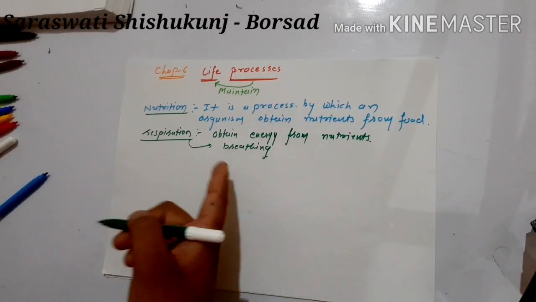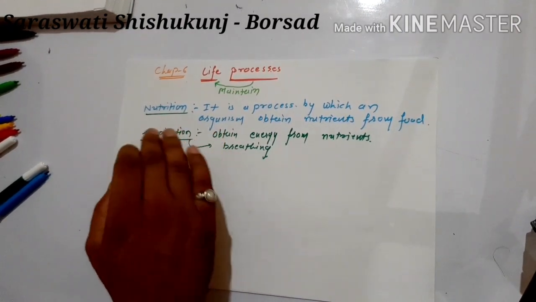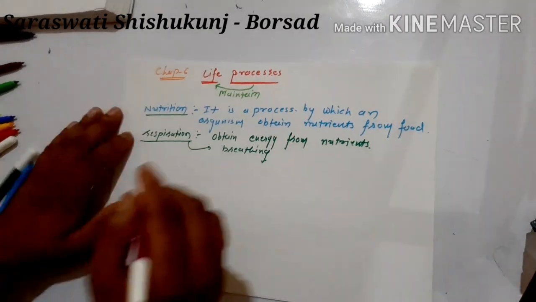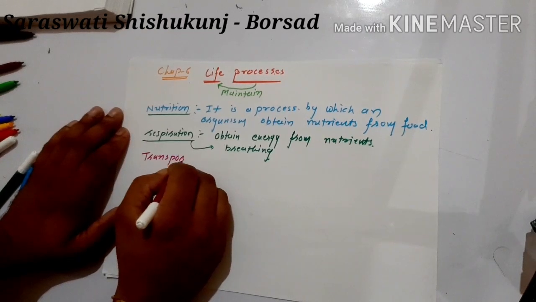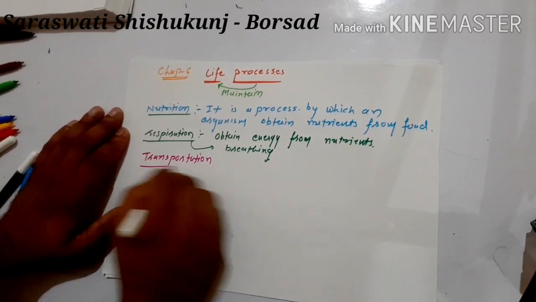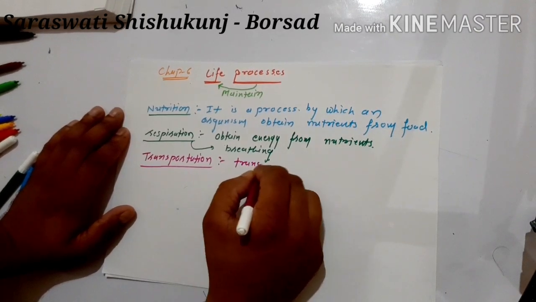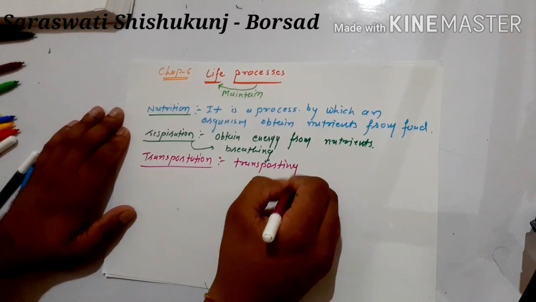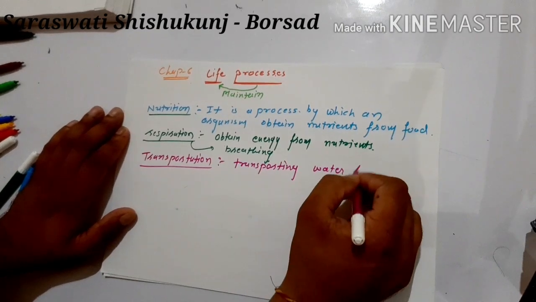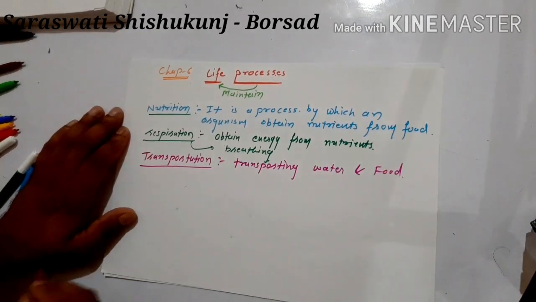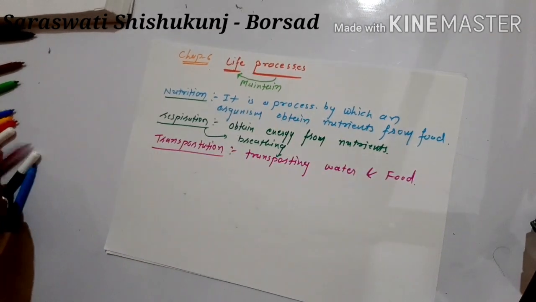As at one place we got the energy, right? So it is necessary to transfer that energy to different parts. So for that we will have transportation. In transportation we are transporting water and food materials, right? So in transportation we are transferring water and food materials.